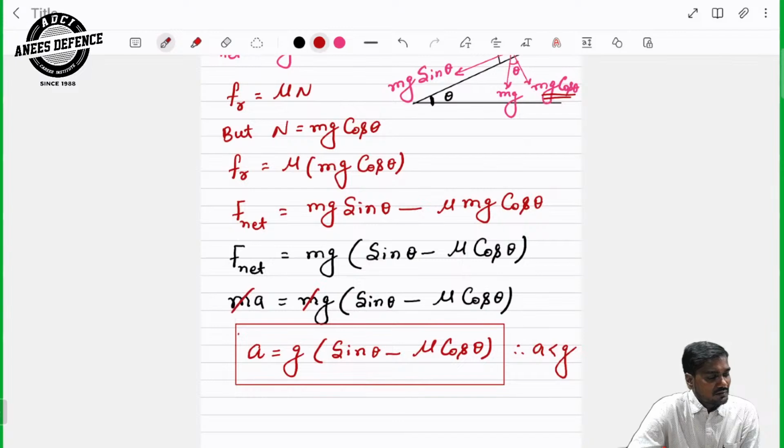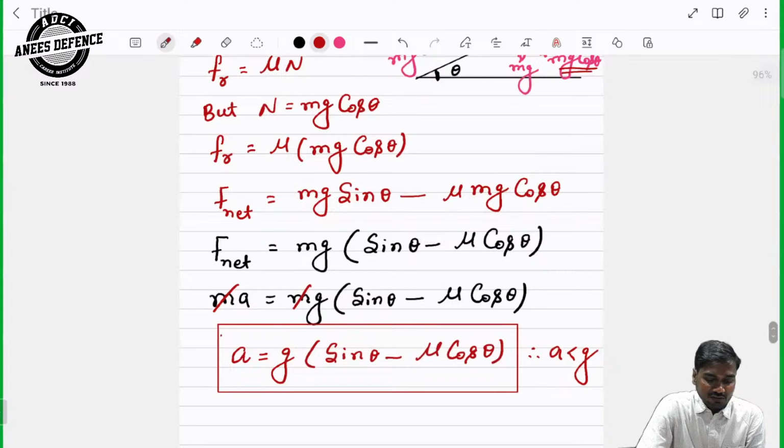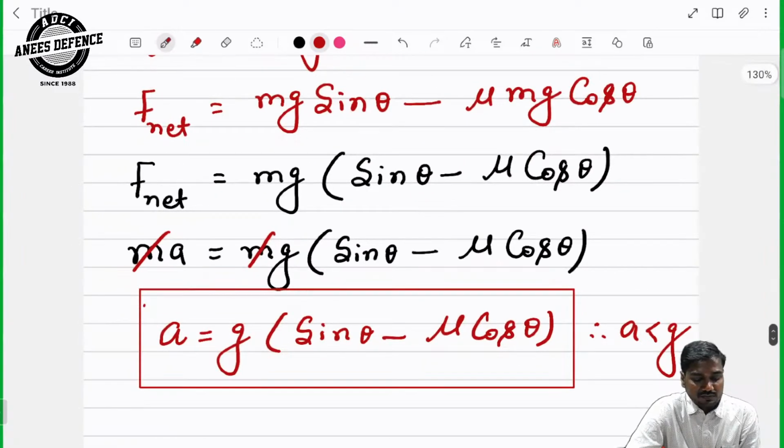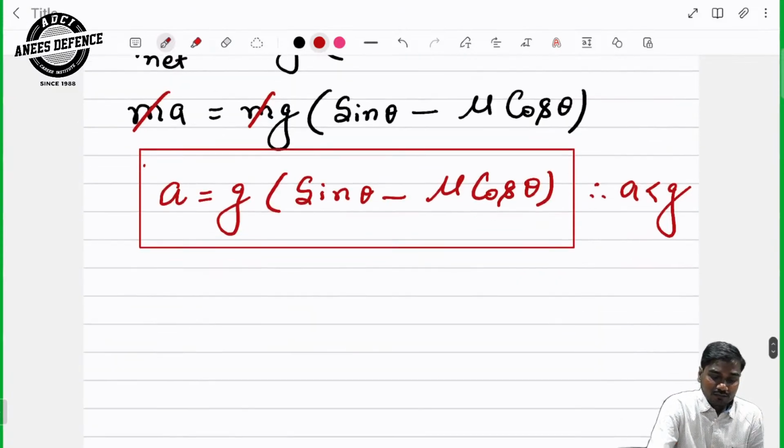Just think, if in a question someone is asking how much force is required to prevent the downward slipping of the body. According to this calculation, whatever net force is acting on that body in the downward direction, you have to apply that much force in the opposite direction so that it will stop. Right? So note down.